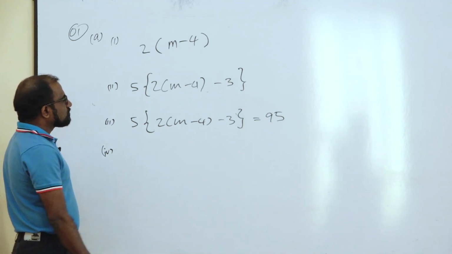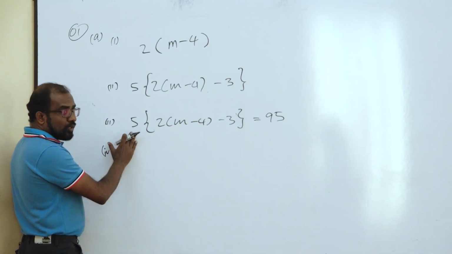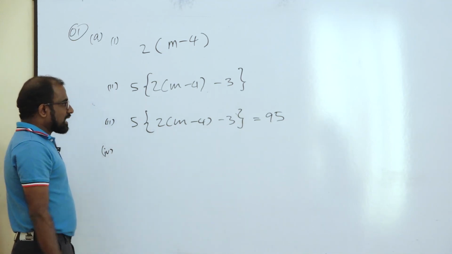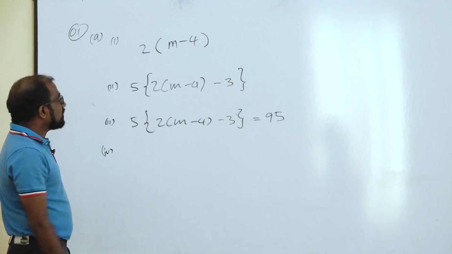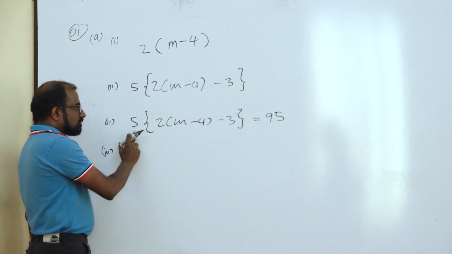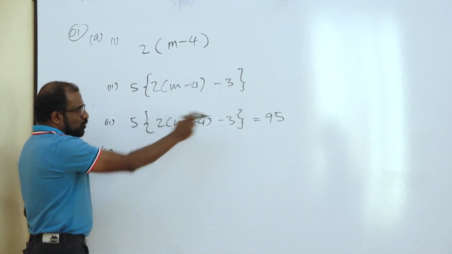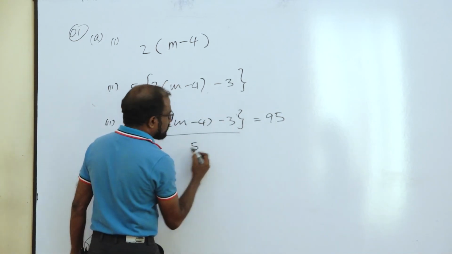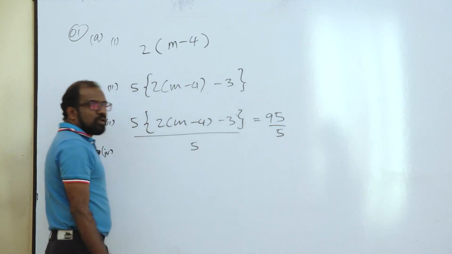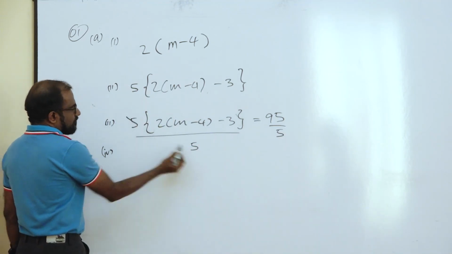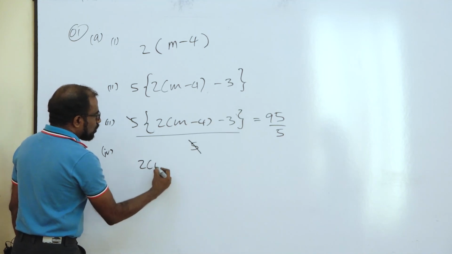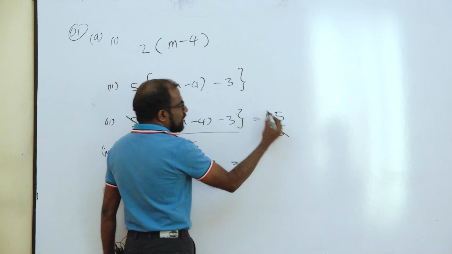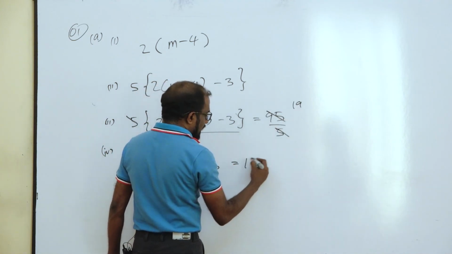So what shall we do? First of all, we have to remove this 5. From the number outside, 5, can you divide 95 by 5? Yes. So divide both sides by 5. What happens? 5 and 5 cancel. 2 times m minus 4 minus 3 equals 95 divided by 5, 19.